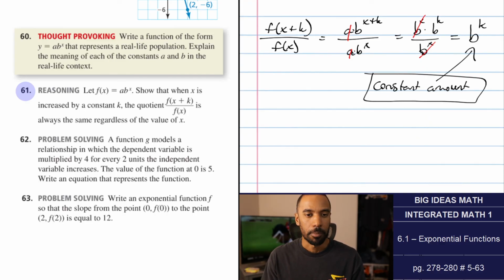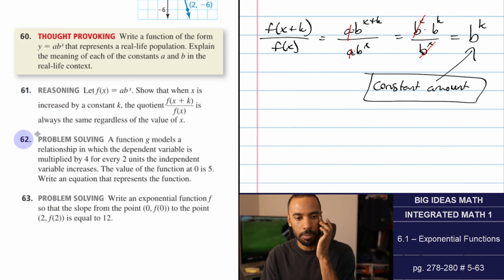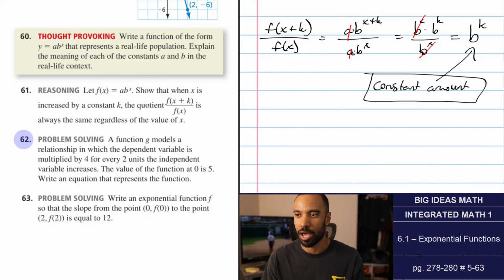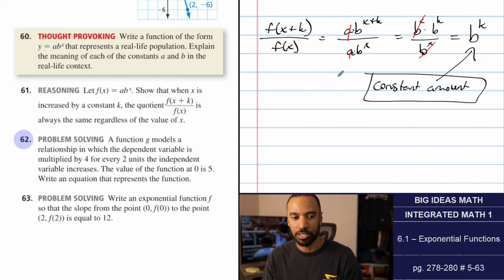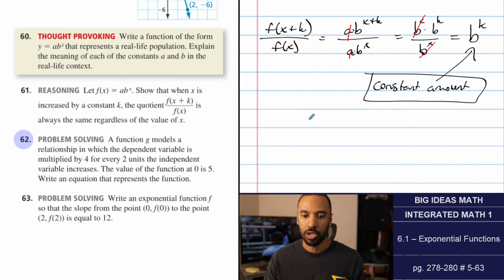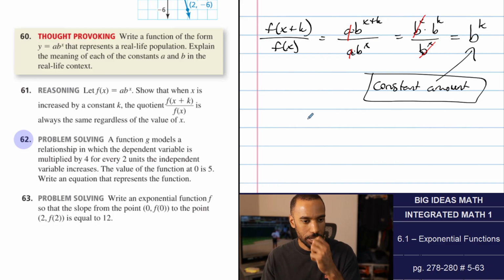Okay, number 62. A function g models a relationship in which the dependent variable is multiplied by 4 for every 2 units the independent variable increases. The value of the function at 0 is 5. Write an equation that represents the function. This one's a little bit different because it says it quadruples every 2 units, so you need to think of what it does every 1 unit in that case.